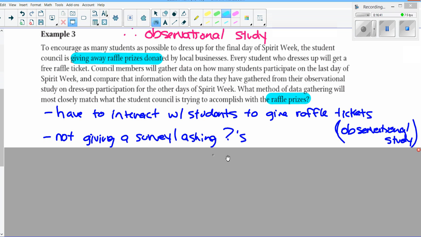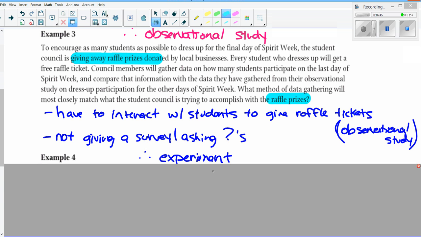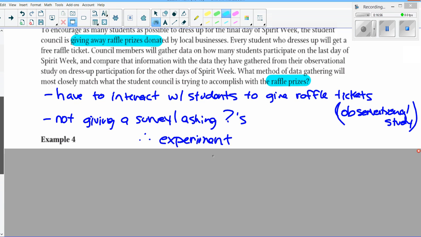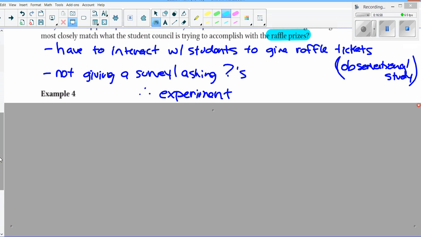They are not giving a survey. Nowhere in here did it say that they were giving a survey, so obviously that takes that out, which means that it has to be an experiment. They're interacting, okay, they're giving raffle tickets, they're enticing a response. Okay. And then example 4. So again, pause where you need to.